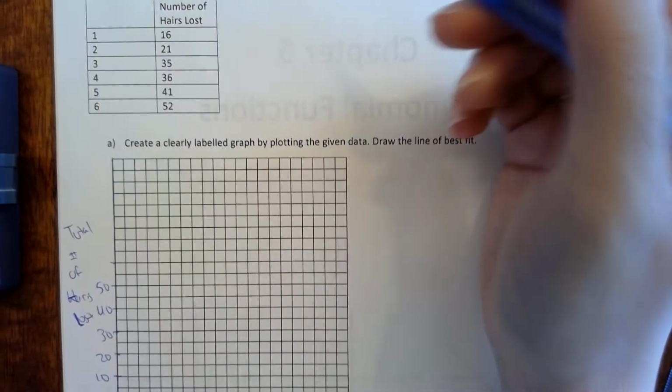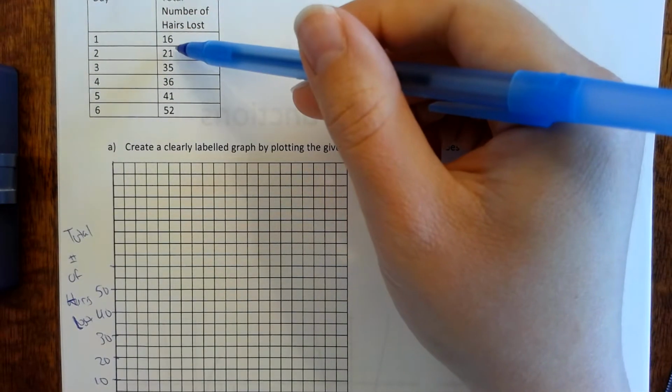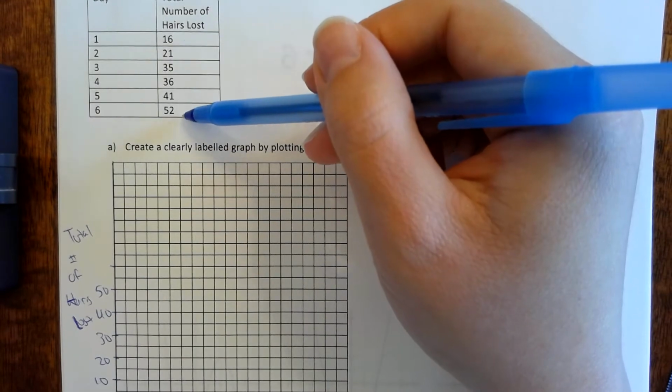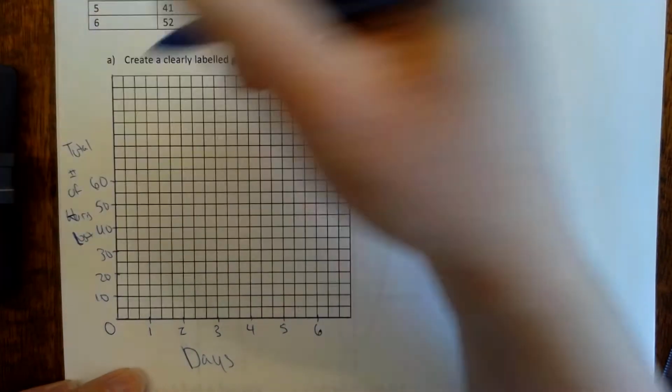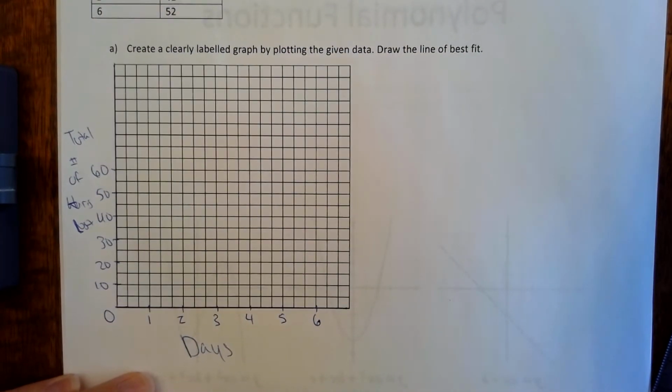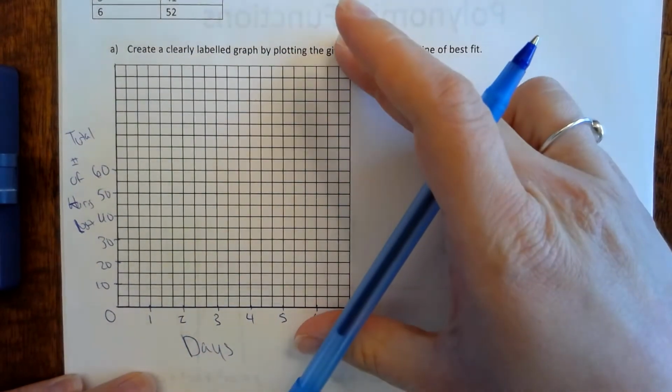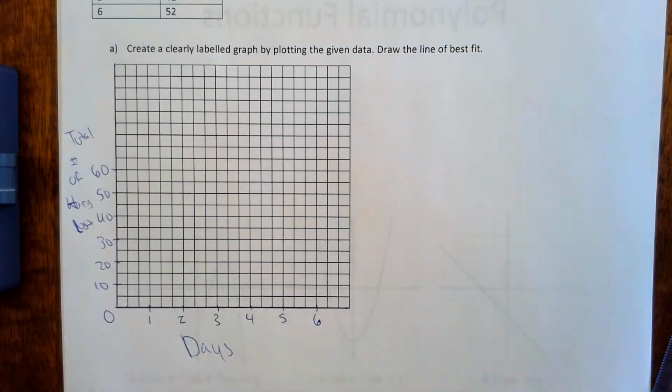And I didn't really look at this before I started, but I'd like to start at 0 hairs lost, and I definitely want to get up to at least 50. So I'm at 50 right now. I'm just going to throw a 60 on there so we get up to 52. And I didn't do that great of a job of using my whole space, but it's not terrible.